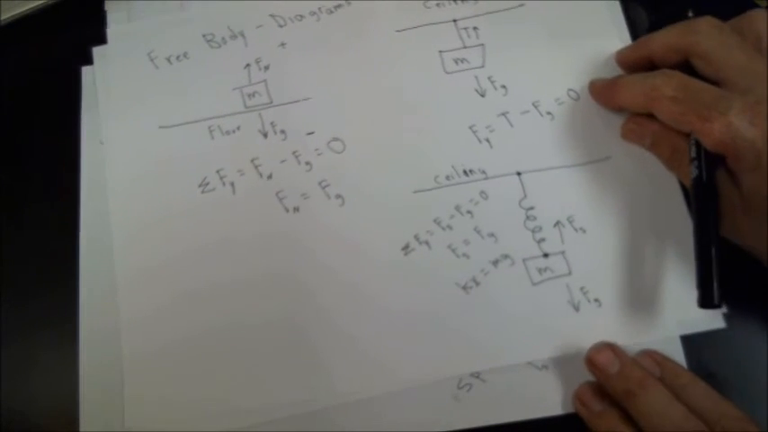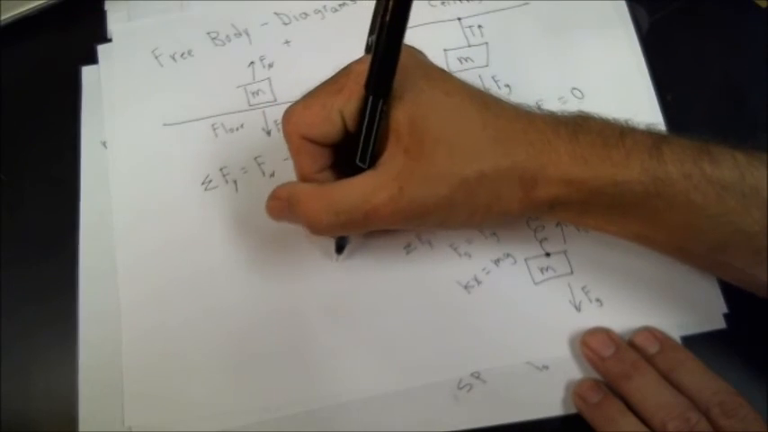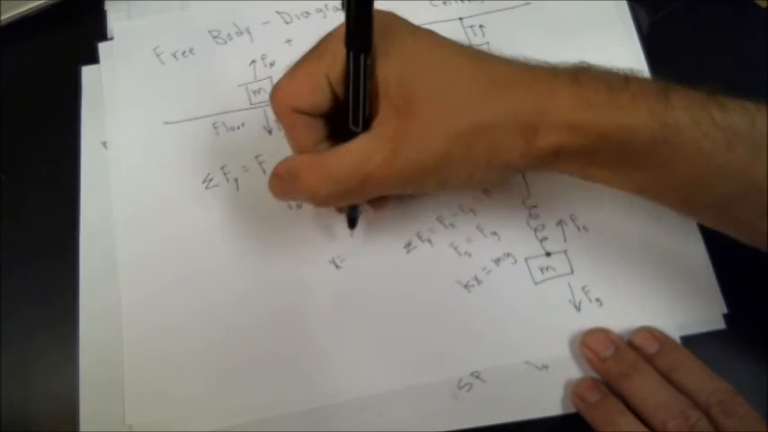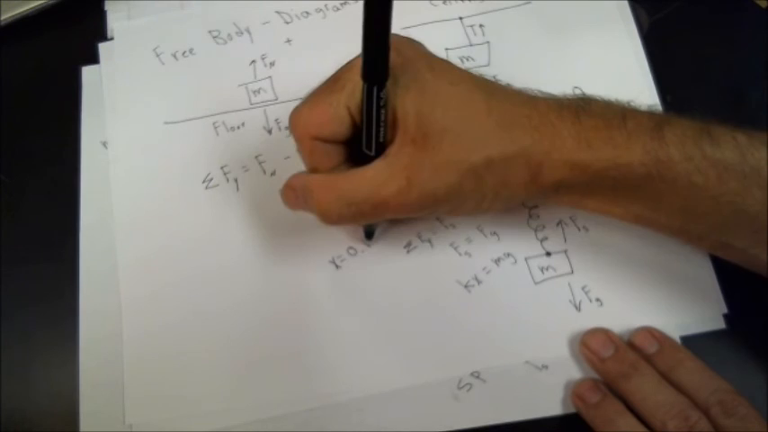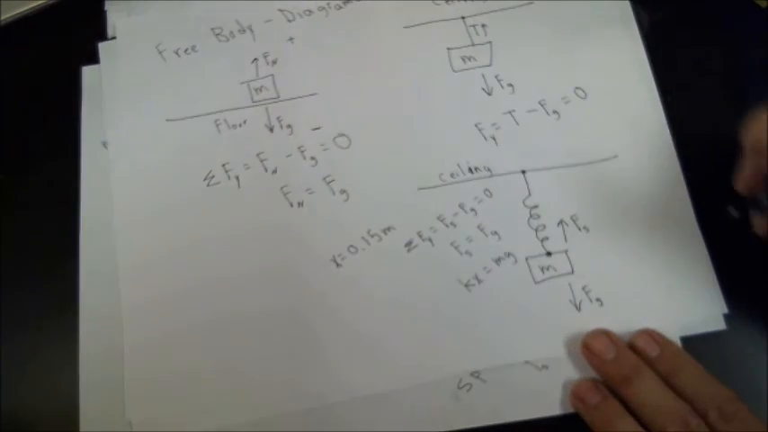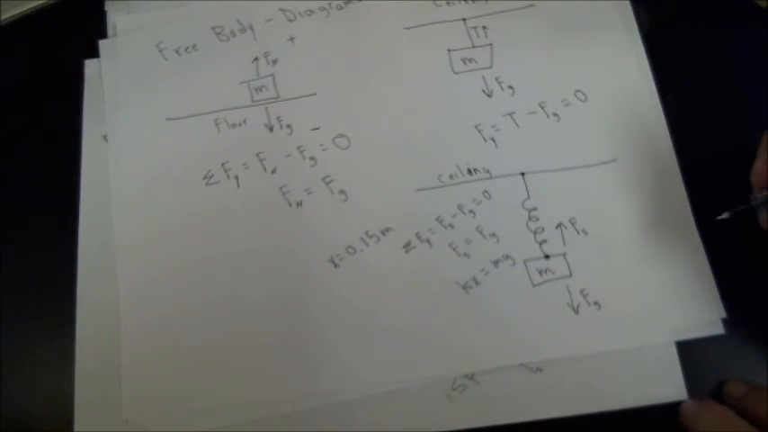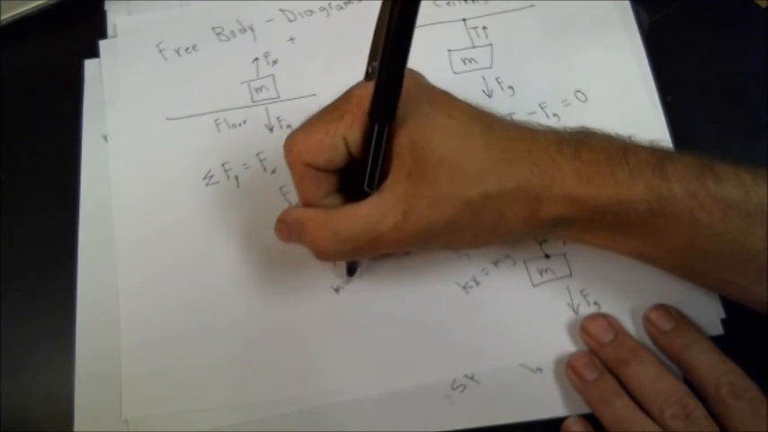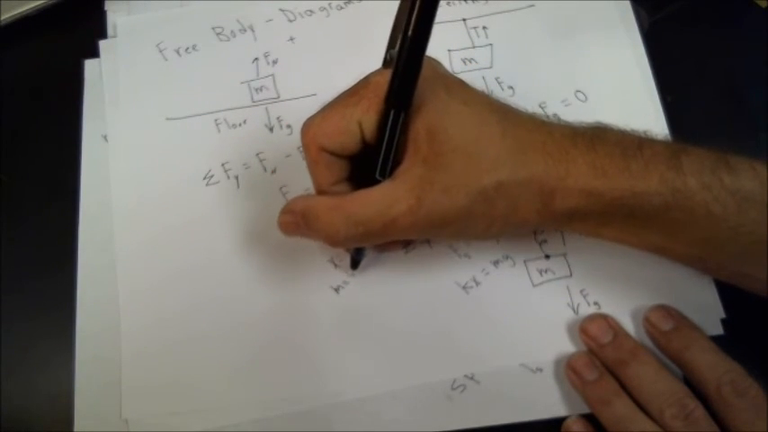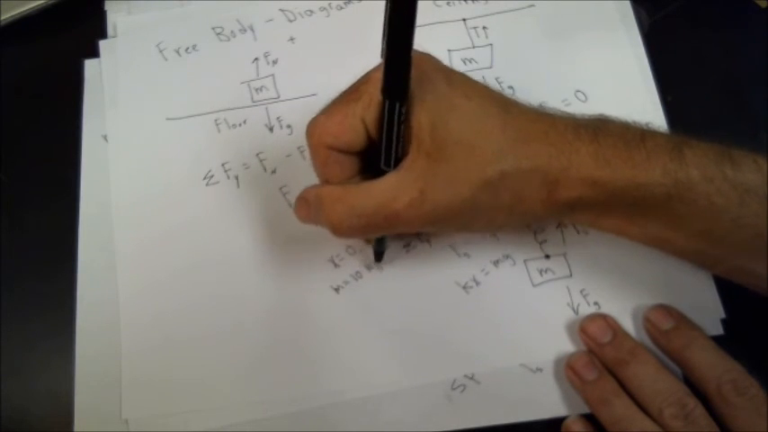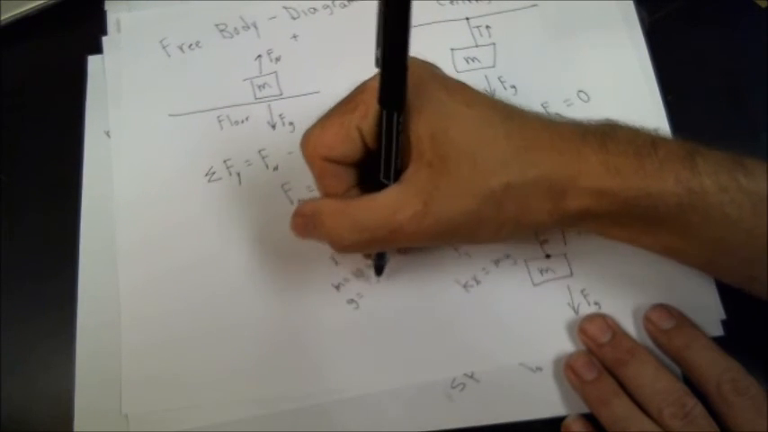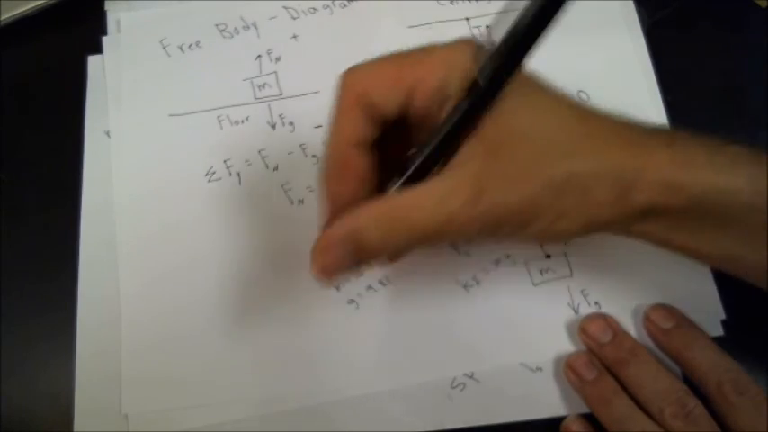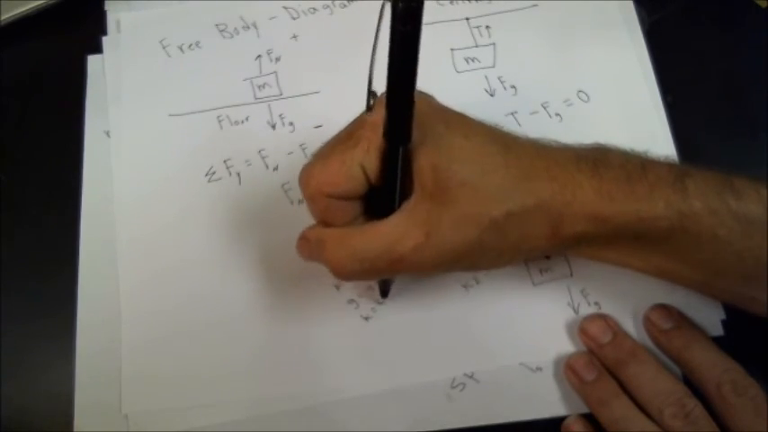Let's go ahead and throw in some numbers here. Let's say that the distance x is equal to 0.15 meters. That means that the spring has been stretched out by 0.15 meters. Let's say that an object has a mass of 10 kilograms and little g equals 9.81, and we want to solve for the k value.